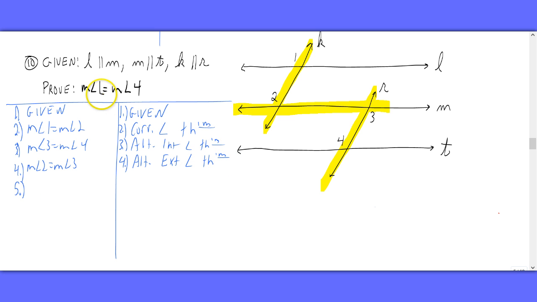Now let's try to string all this stuff together. We want to get measure of 1 equals measure of 4. So in step number 2, measure of angle 1 equals measure of angle 2. In step number 3, measure of angle 3 equals measure of angle 4. But then in step number 4, we said measure of 2 equals measure of 3, so we're able to connect those together. Since 2 equals 3, they have the same number of markings on them. I have to change 1 as well because it was equal to 2. So through a series of transitives, 1 equals 2, 2 equals 3, 3 equals 4, we can conclude by saying measure of 1 equals measure of 4, and that is the transitive property of equality.